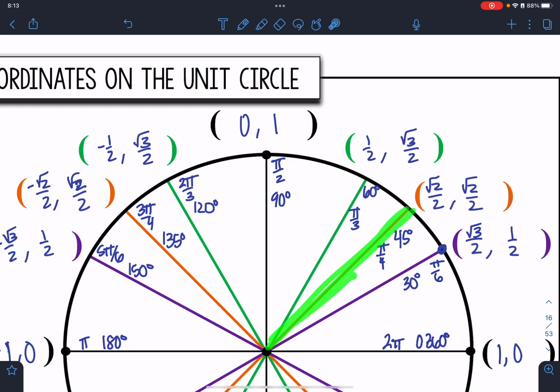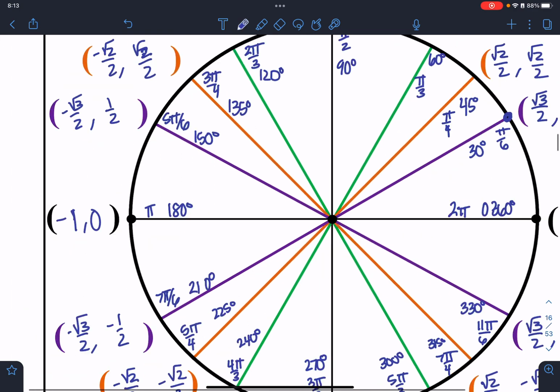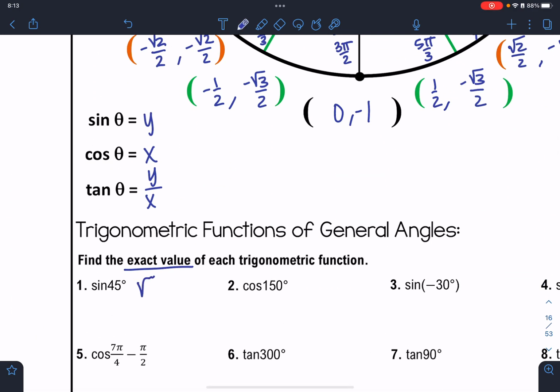So 45 degrees, we're locating that is this ordered pair, and sine is the y value, so your answer would be the y value of that ordered pair, root 2 over 2, okay? But I would have that memorized. Sine 45 is very common. I would memorize that one. I would memorize your 45s, your 30s, and your 60s.